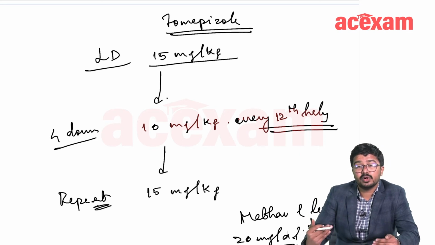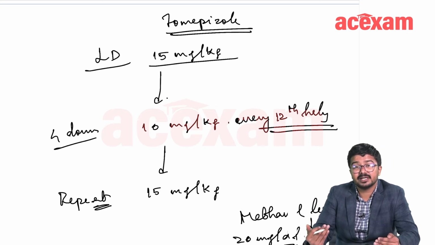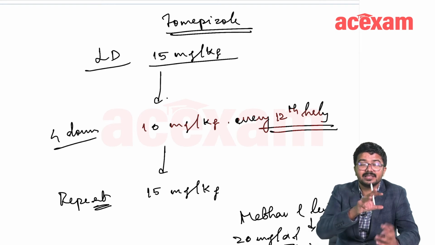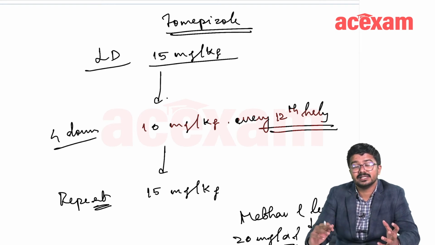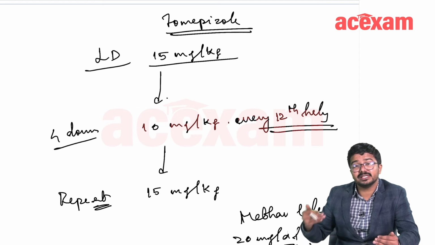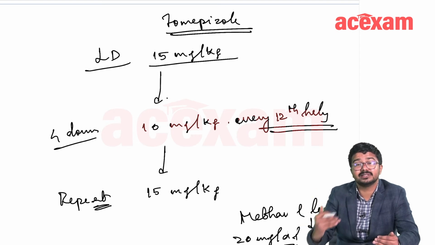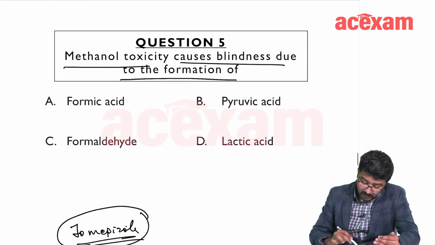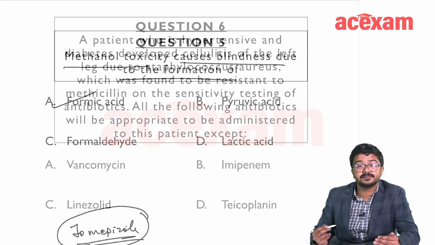Always remember, if you are going to learn some extra points about a particular drug or drug of choice, very important drugs, you are always bound to remember the minimum components nicely. So over here we read about methanol, how it causes toxicity, its pathophysiology, and then fomepizole and its regimen. So now let's go back to the question. Methanol toxicity causes blindness due to the formation of formic acid.